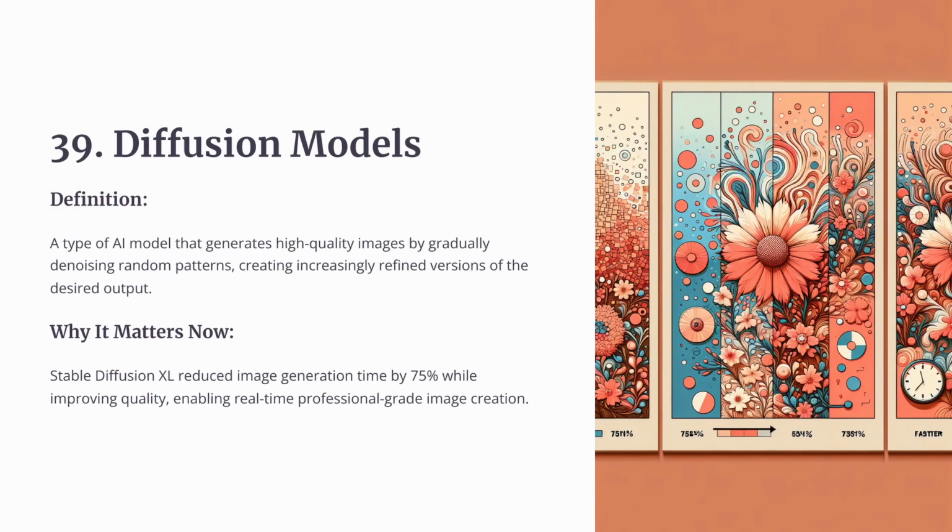Diffusion models are a type of AI model that generates high-quality images by gradually denoising random patterns, creating increasingly refined versions of the desired output. Imagine starting with a blank canvas covered in random dots, then slowly revealing a beautiful painting by carefully removing the noise. That's how diffusion models work. Stable diffusion speed improvement is like going from having to wait hours for a painting to dry to having it ready almost instantly.